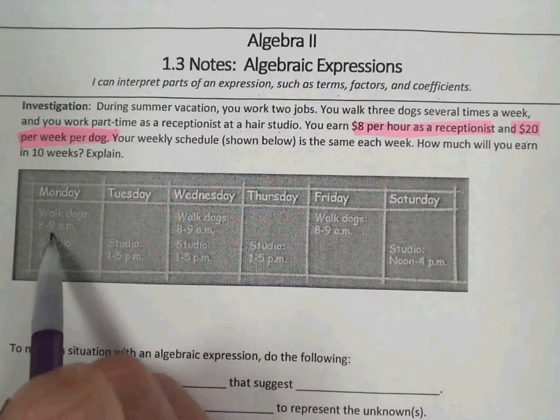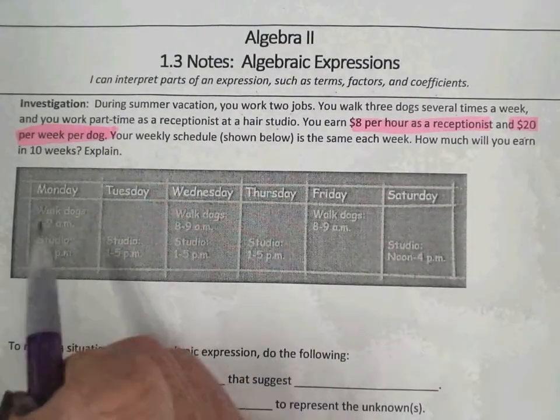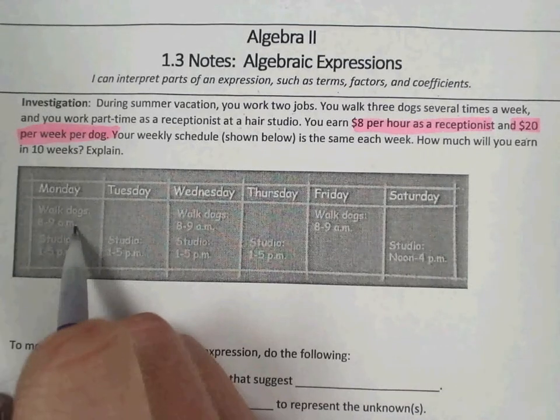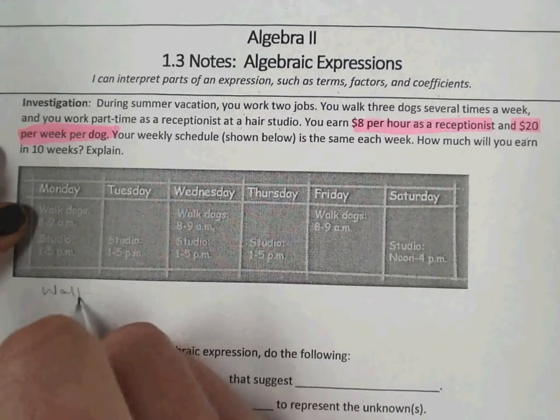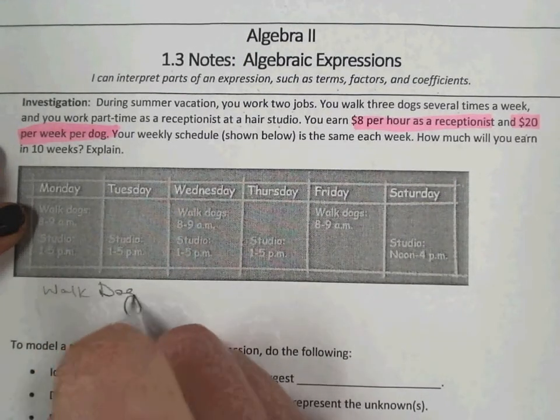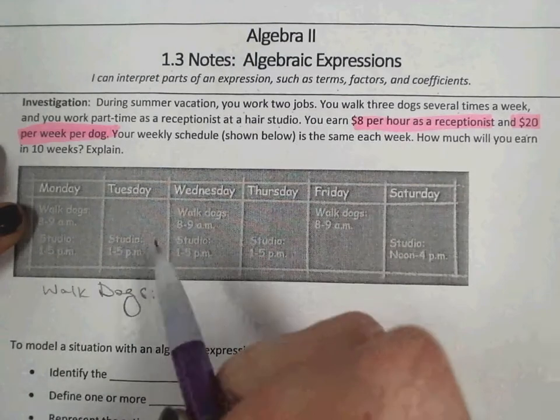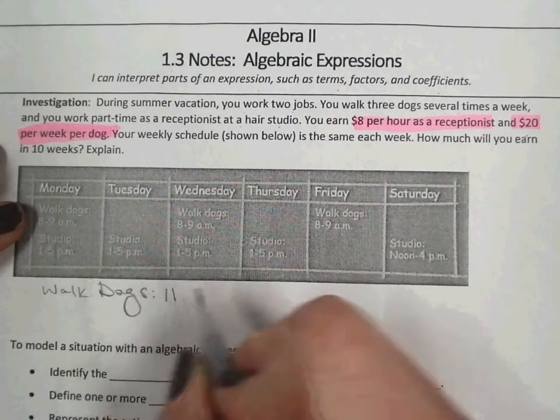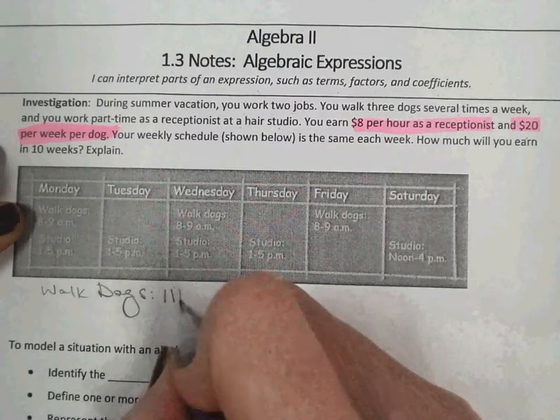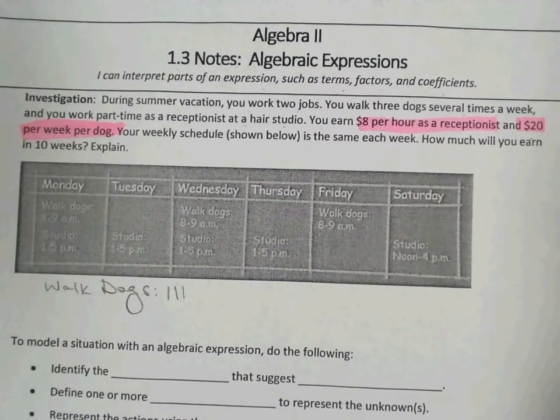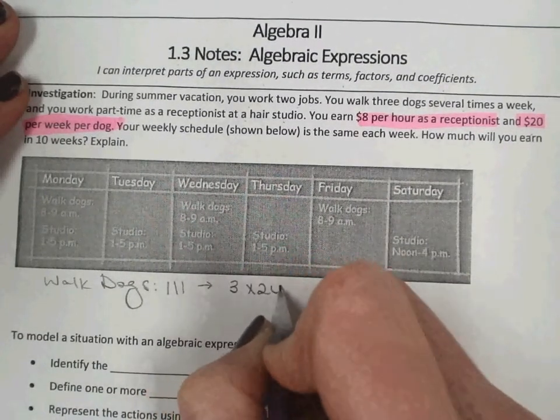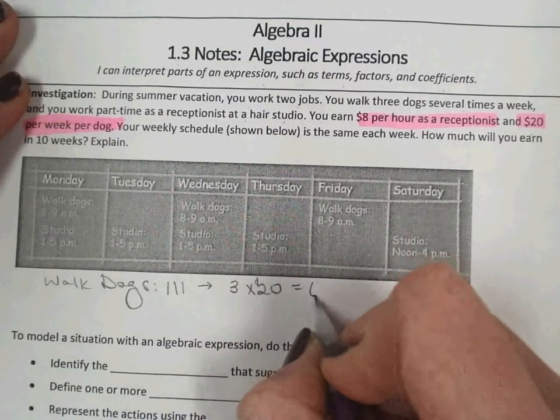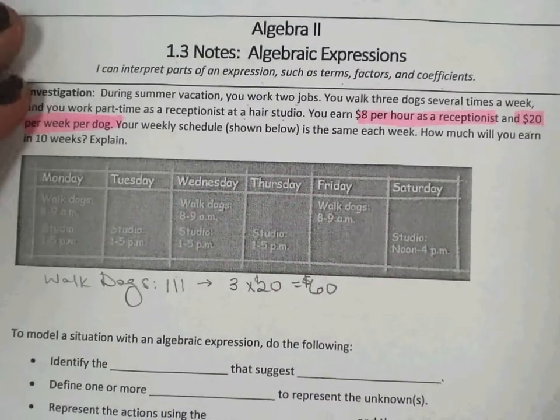It doesn't matter how long it takes us, it only matters how many dogs. So walk dogs 8 to 9. Looks like there is one occasion. Here on Wednesday there's another occasion. Here on Friday there's another occasion. So it looks like each week, Monday, Wednesday, and Friday, we would walk dogs. So since there are 3 occasions and we earn $20 each time, we would earn $60 per week walking dogs.